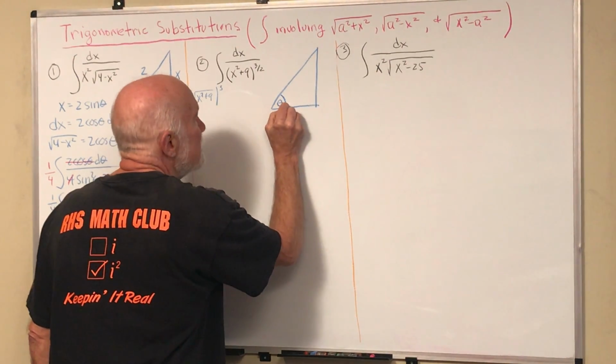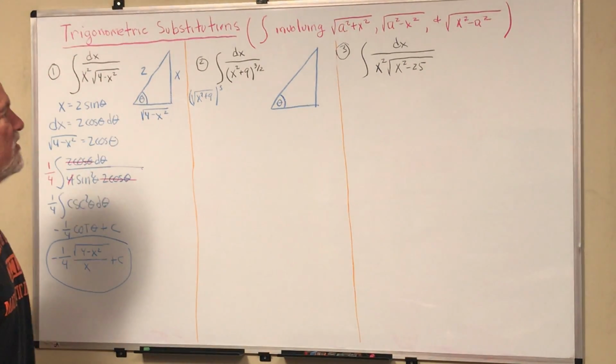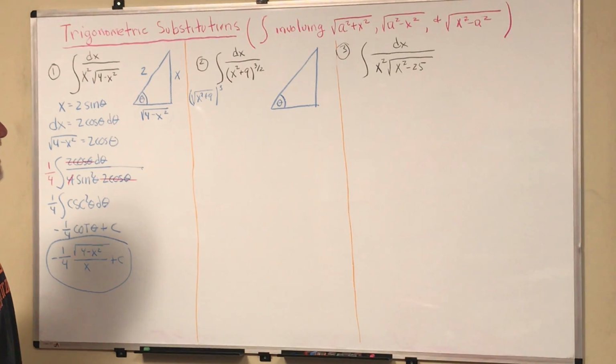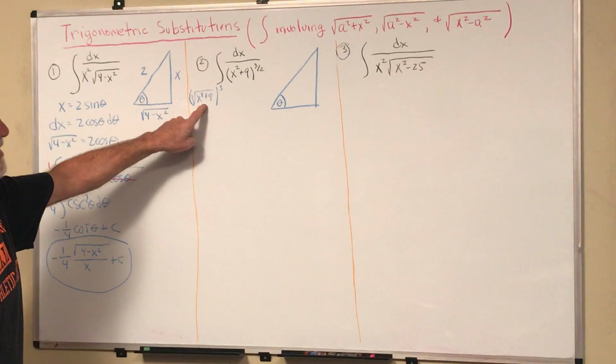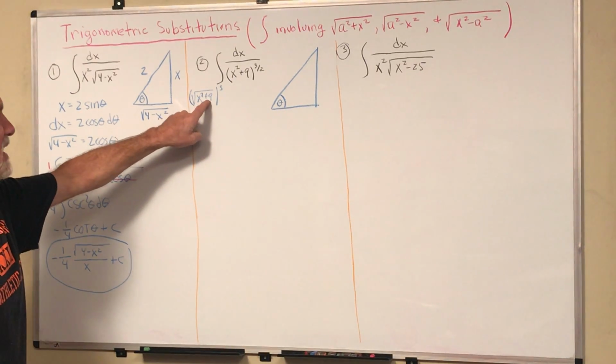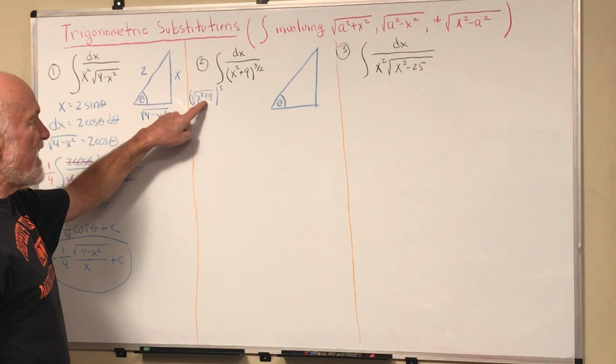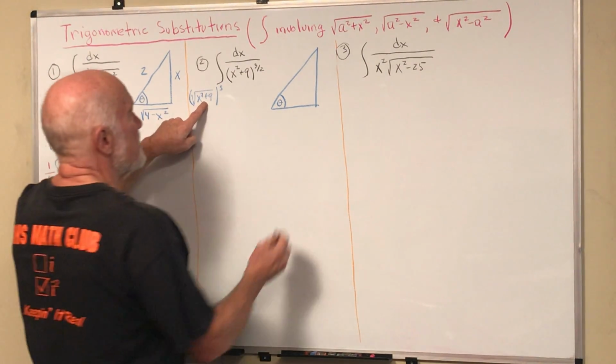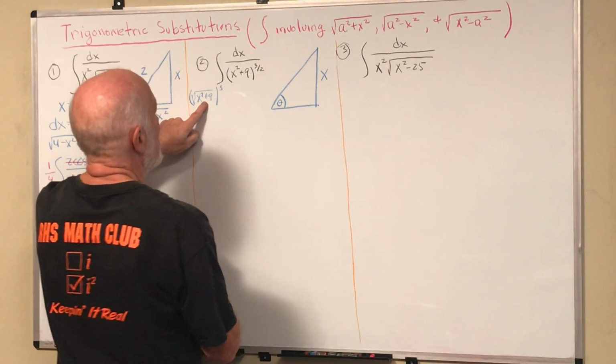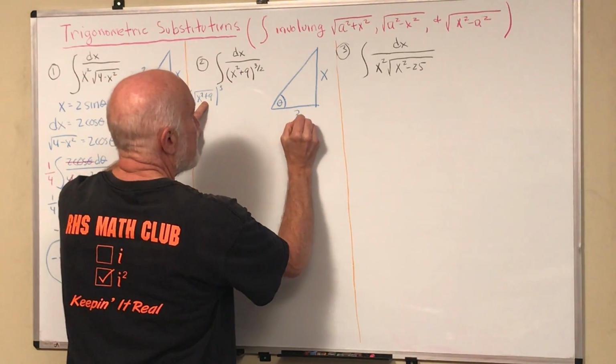Theta is one of the acute angles. And then we always have to have x and 3 and the square root in it. Now this time, because there's a plus in between there, that's going to be the biggest side. That's going to be the hypotenuse. So I put x here, 3 here.